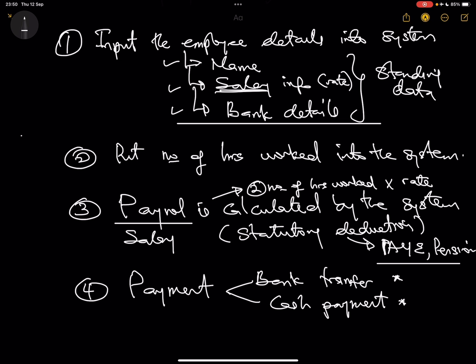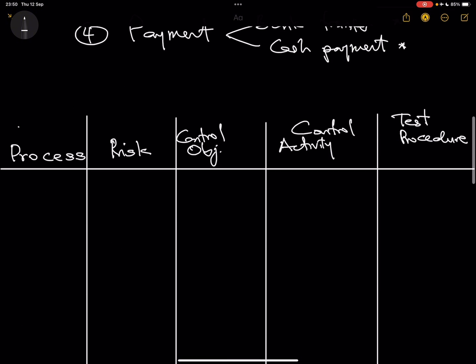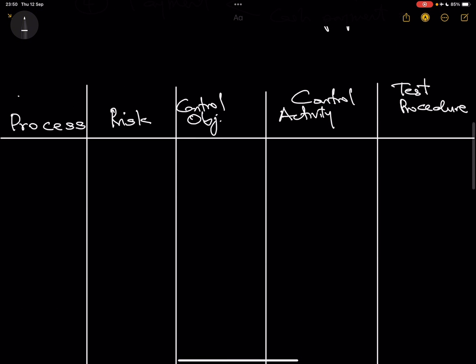Okay. Now let's summarize it as we normally do, which is breaking it down into the process, the risk, what can go wrong, the control objective, how to achieve the control objective, and the test procedure the auditors can use. The first step, like we said, is that employee details must be put into the system.